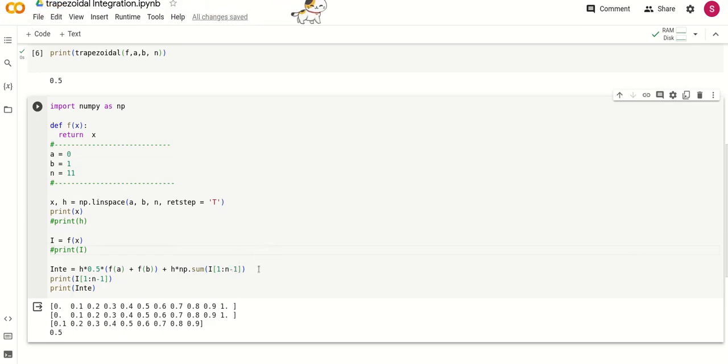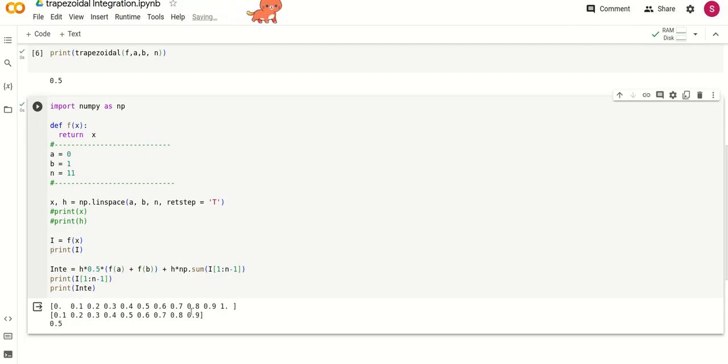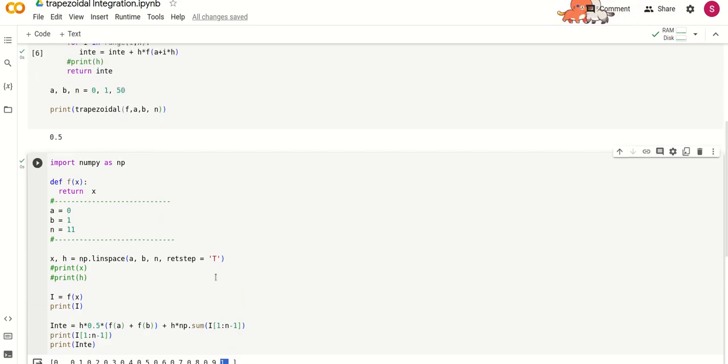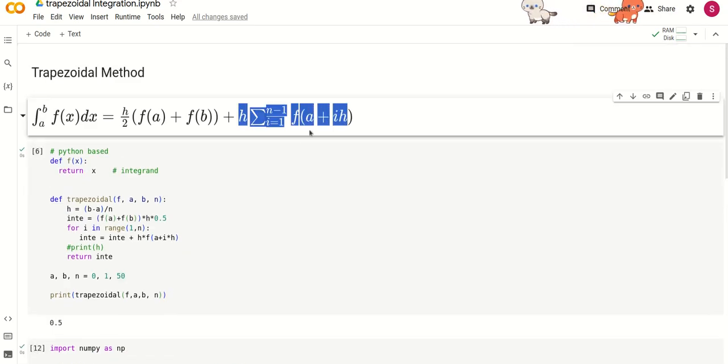What is the reason behind this n minus 1? Just check it. I take the printout of I, and what is I 1 to n minus 1, and you will look at it. This is your I from 0 to 1, that means all the points, but 1 to n minus 1 means the first point 0 is excluded and the last point 1 is excluded, that is my 0.1 to 0.9. So that's why 1 to n minus 1, the sum of the middle points as per the trapezoidal rule.